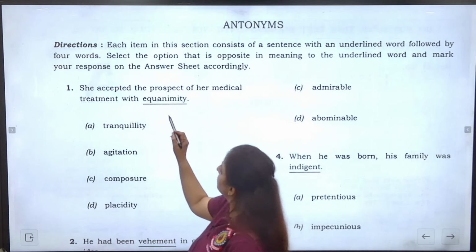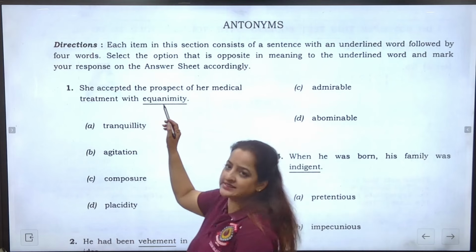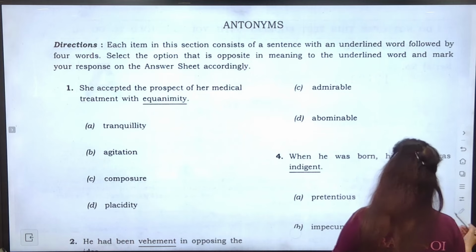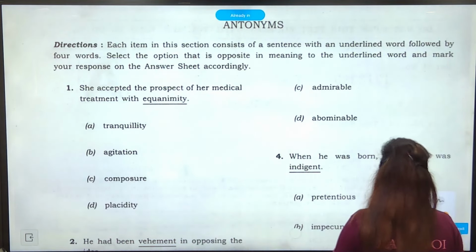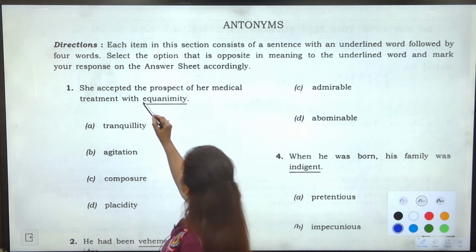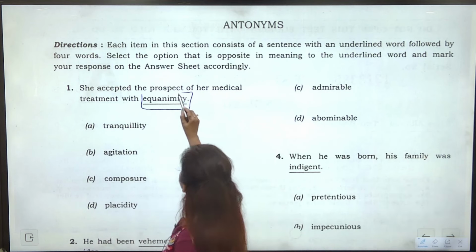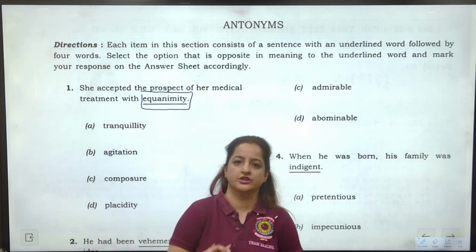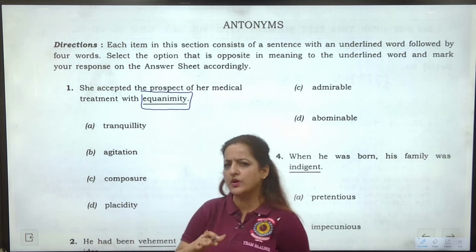Let's read the first word. The word equanimity is underlined. And remember, we are doing antonyms. We have to select a word which is opposite in meaning to the given word. So always remember that. Now, the meaning of equanimity is quality of staying calm under pressure. Panic nahi karna, bilkul calm rehna.